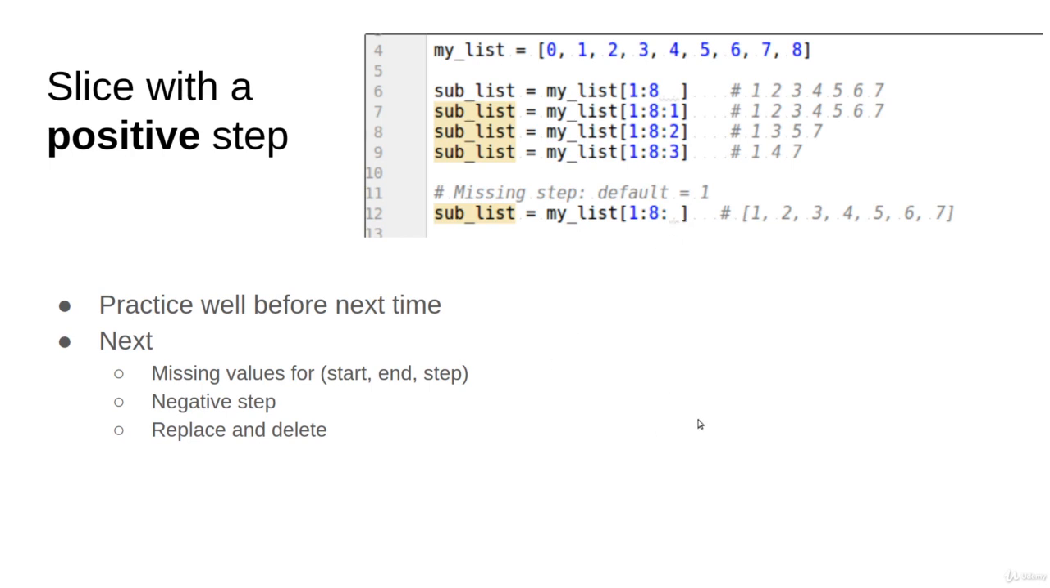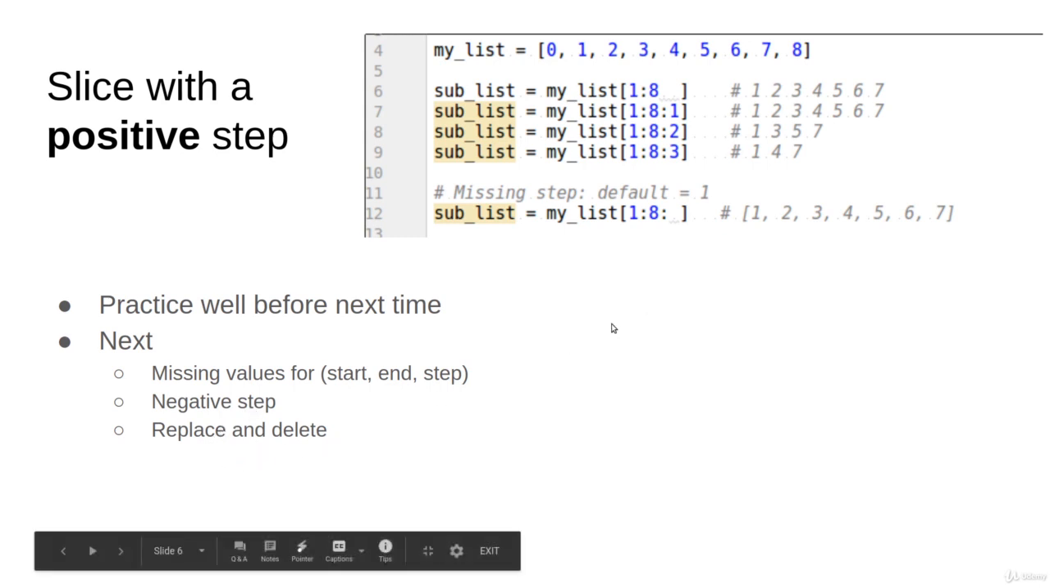Before the next lesson, I would like you to practice what we did already. Next time we will talk more about missing values for the start and the step. We will handle the negative step, and we will talk about replacing and deleting using slicing.